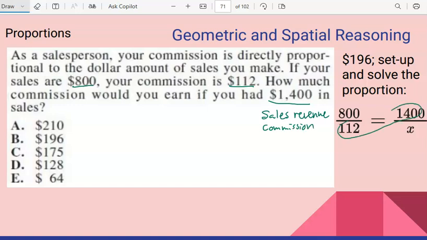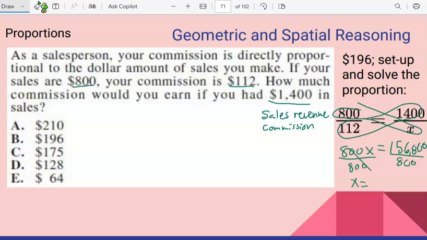Cross multiply. $800X equals 156,800. Divide each side by 800. And then you should get X equals 196, which is answer choice B.